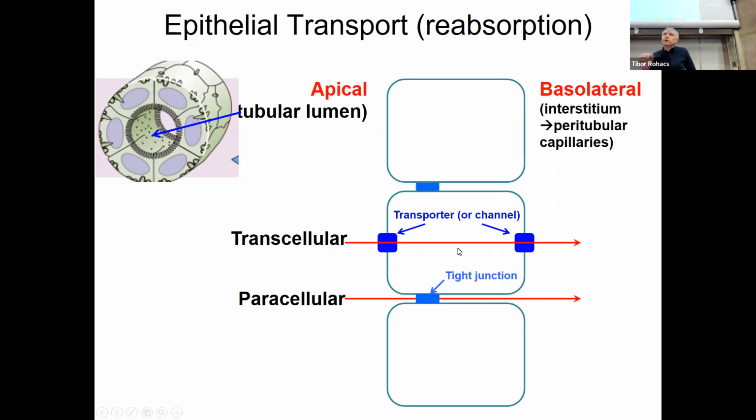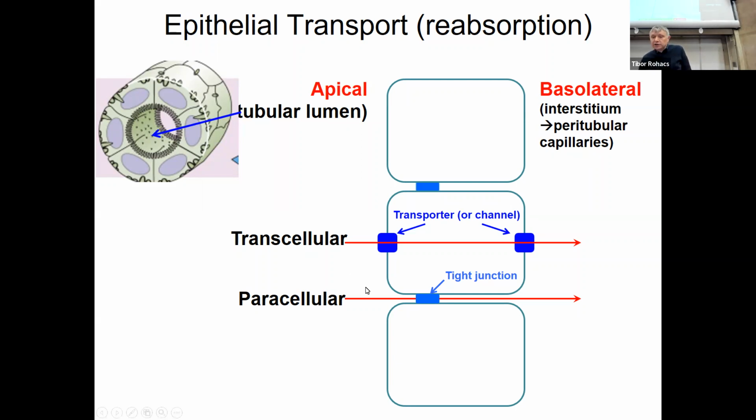There are two ways to move something across an epithelial cell layer. One is through the cells, which is called the transcellular pathway. What happens in a transcellular pathway is at the apical membrane, the one that faces the lumen of the tubuli. On the apical membrane, whatever you want to move through the epithelial layer, in this case sodium, enters the cell on some sort of a transporter or channel and exits the cell on the basolateral side through another transporter or channel. So transcellular, it goes through the cells. If it's a reabsorption, it moves from the tubular lumen, from the apical side, to the basolateral side, which is the one that faces the interstitium and the peritubular capillaries. So this is a transcellular mechanism.